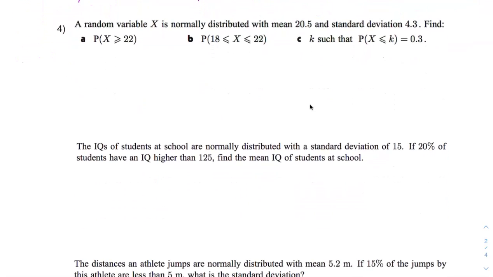The next one: random variable x is normally distributed with a mean of 20.5 and a standard deviation of 4.3. Hey, we have both of them, so I don't have to use the z value at all. We just have to find the probability that x is greater than 22. Easy, normal CDF. So let me draw it.